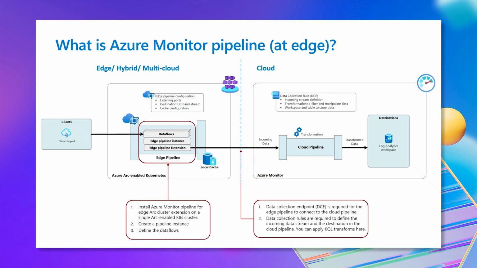Setup of the edge pipeline is super simple. You need to Arc enable a Kubernetes cluster that is on your edge, hybrid, or other cloud environment. You can install the edge pipeline extension as an Arc cluster extension. Once that is done, you can create a pipeline instance to configure it. The edge pipeline instance configuration includes defining the ports at which you want to receive data, destination and stream information, and a cache configuration which is completely optional.